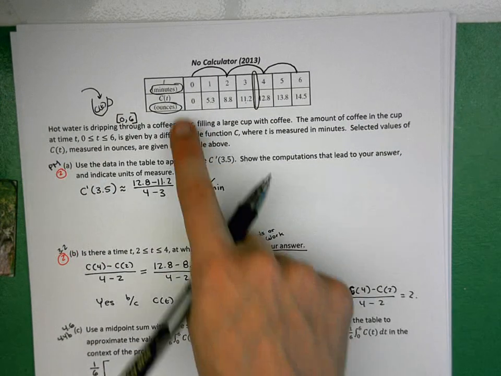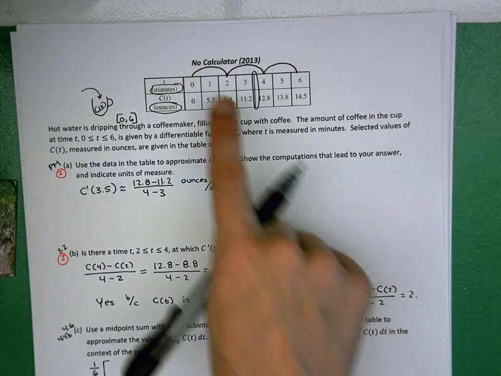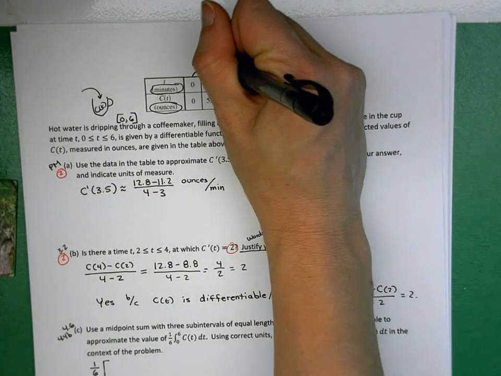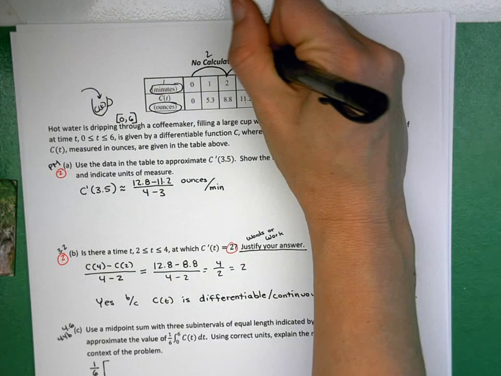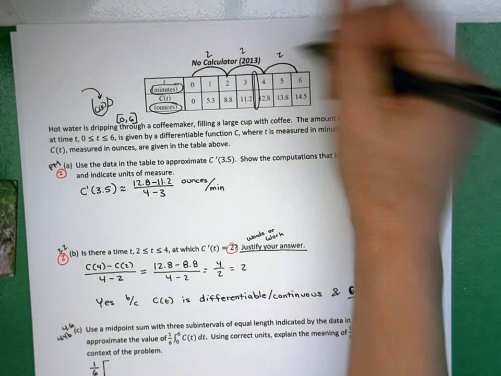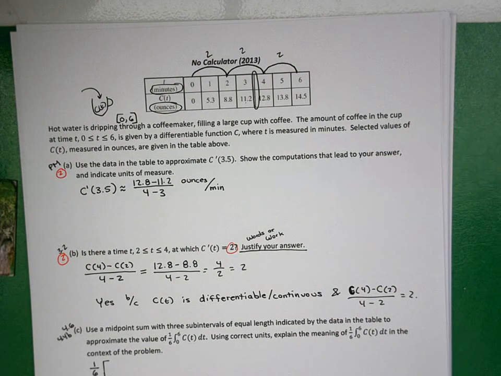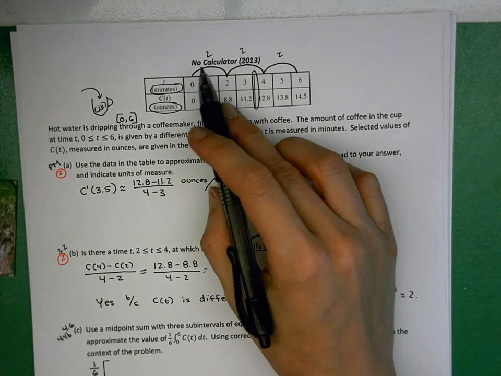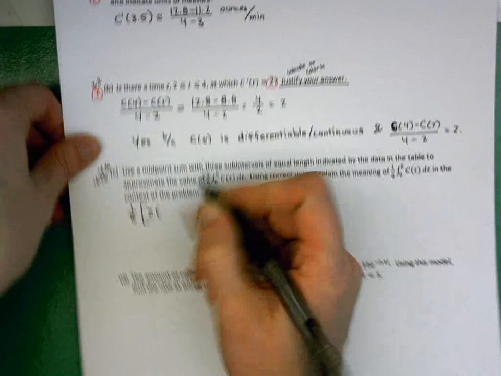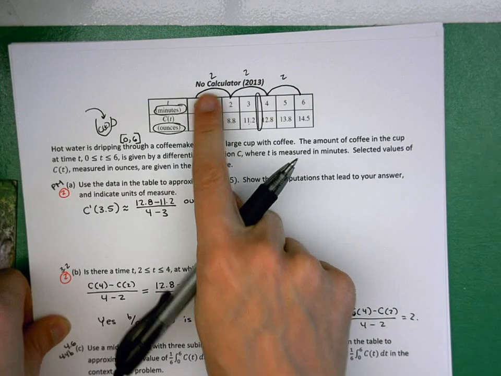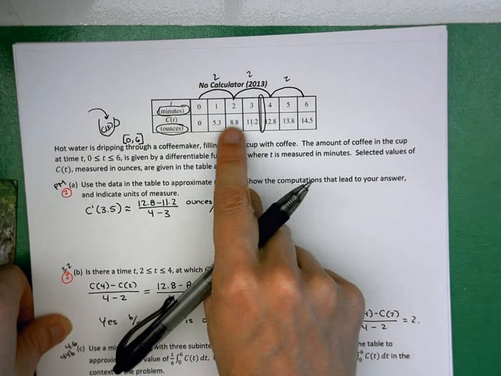So 0 to 2 is a change of 2. 2 to 4 is a change of 2. 4 to 6 is a change of 2, which it should be. Remember, 3 subintervals of equal length. Those should all be the same. So we still have that change. My first subinterval is 2 times, for midpoint, not the left, not the right, but the middle, 5.3.